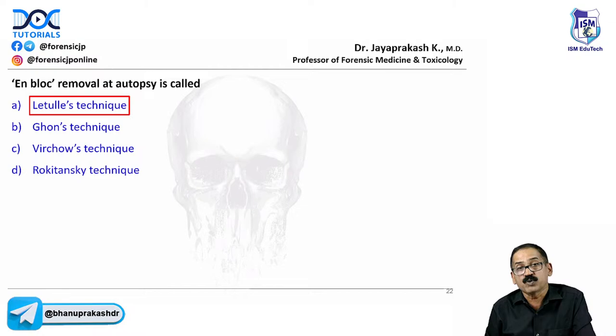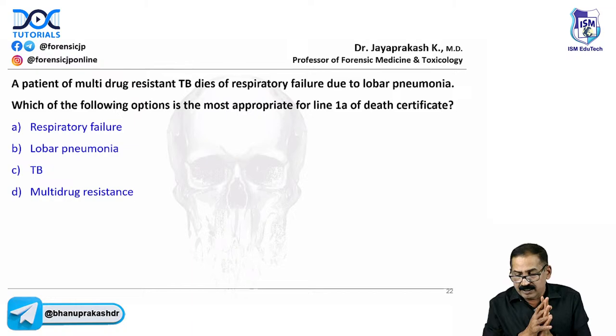A patient of multi-drug resistant TB dies of respiratory failure due to lobar pneumonia. Which of the following options is the most appropriate for line 1A of death certificate? 1A means immediate cause of death. What is your answer? I just want to know your answer.